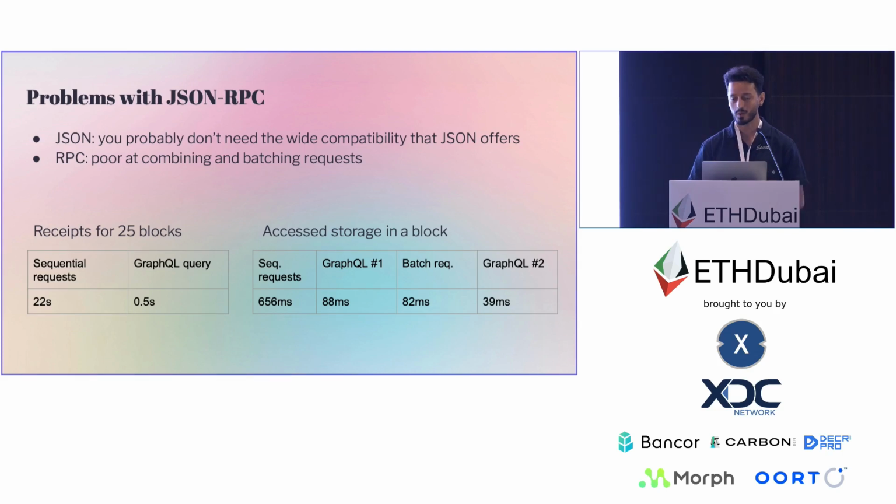JSON, well, what I mean by that is you're basically tightly coupled to a serialization scheme. And JSON is great because it gives you wide compatibility all across the ecosystem. But you don't really need that when you're developing a data indexing solution. You can opt in for a more efficient solution. And RPC, in my opinion, is not great at combining different resources and batching requests together.